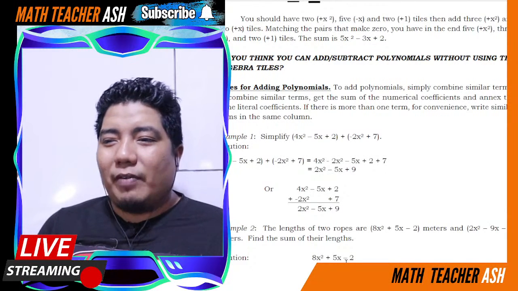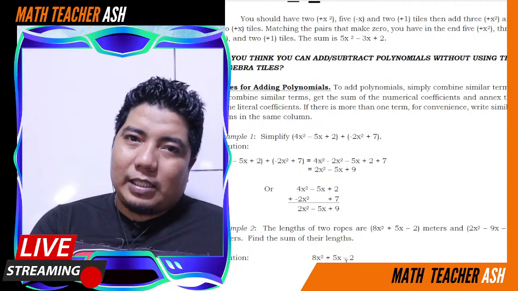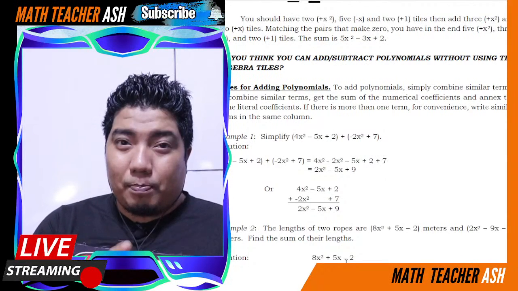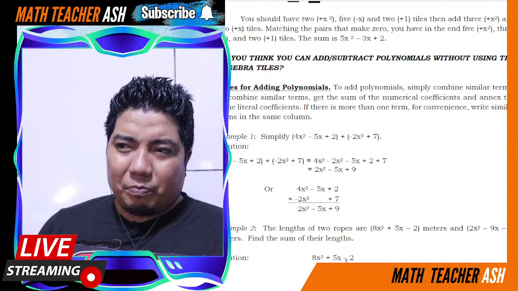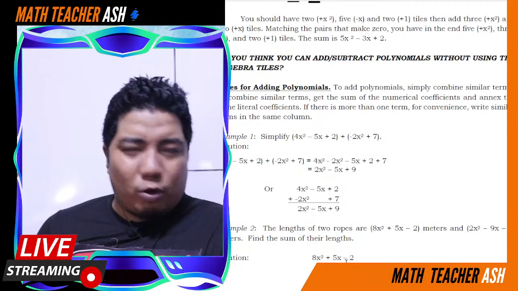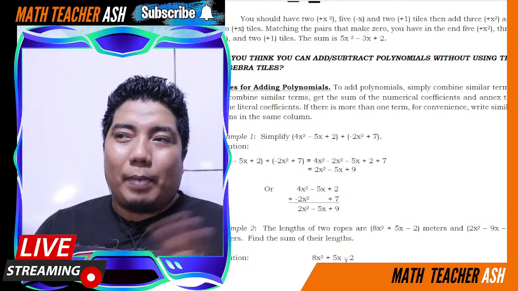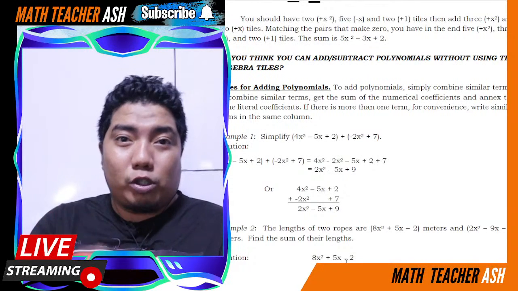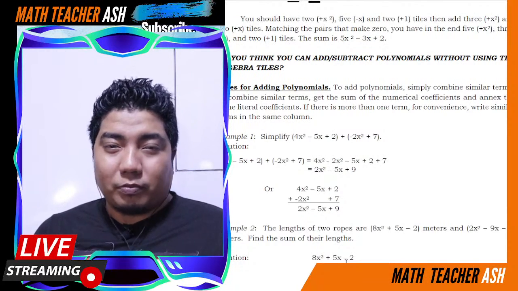For example, we have x squared added to 5x. The first given is x squared. Power of 2 yun. Yung second given is 5x. Power of 1 yun. So, power of 2 cannot be added or subtracted to the power of 1. So, hindi mo sila pwedeng i-add, pero pwede mo sila pagsamahin with the use of a plus or a minus, depending on the operation. Okay?